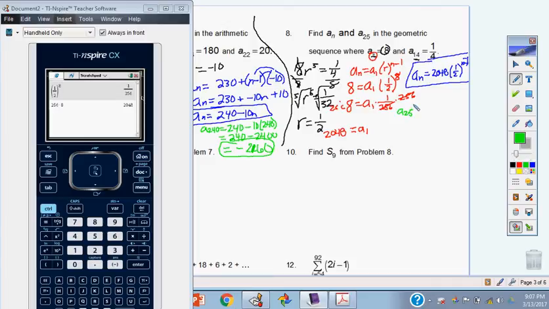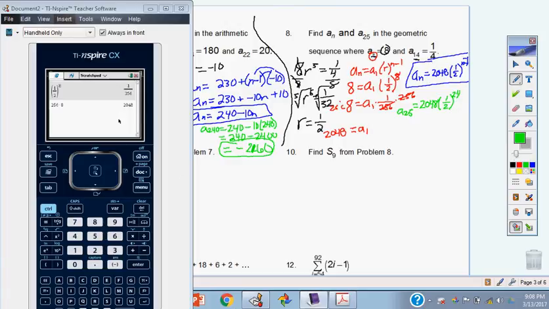So a sub 25 then would be 2048. And before you even do this, I hope you're thinking about what the value should come out to. We have an r value of 1/2, so this is going to come out to something that's not very big. Actually, pretty small. So 1/2 raised to the n minus 1, which would be 24.